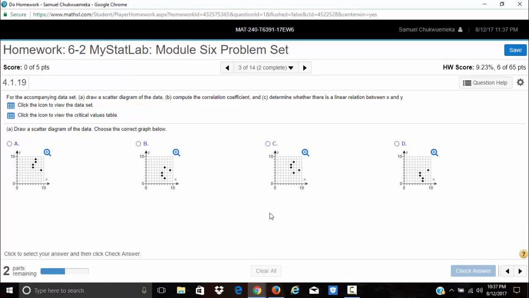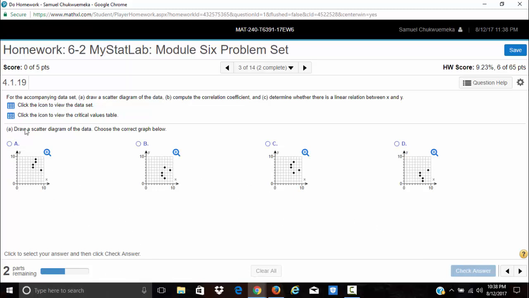Question 3: for the accompanying data set, draw a scatter diagram of the data, compute the correlation coefficient, and determine whether there is a linear relation between x and y. So let's draw the scatter diagram, and all this we also did in Math 130. In this video we will just use StatCrunch to do scatter diagrams, and then my calculator to solve the rest of the questions as applicable.